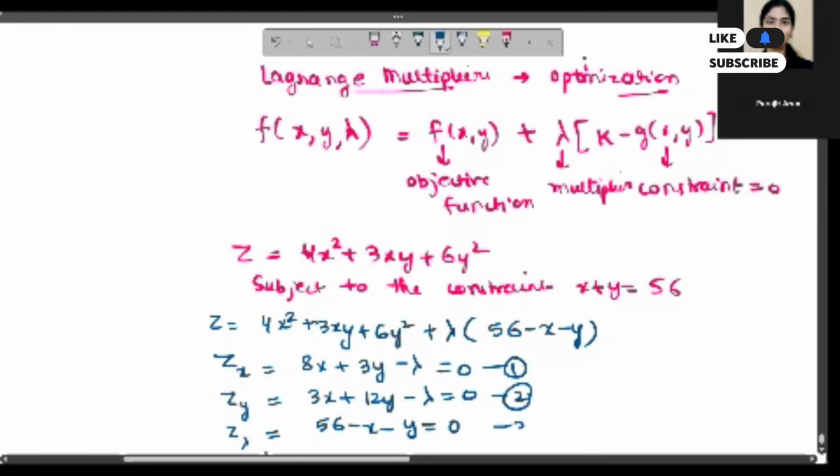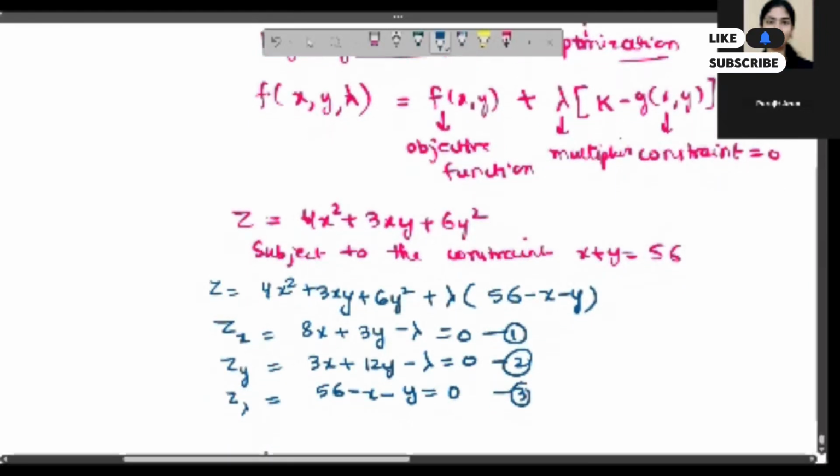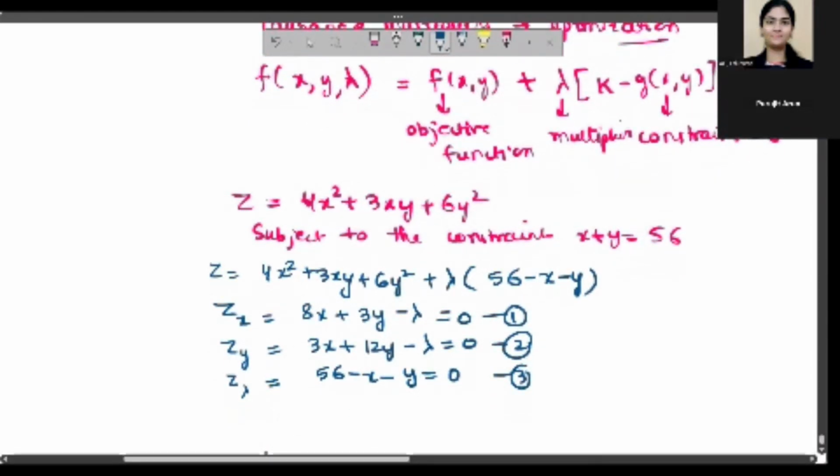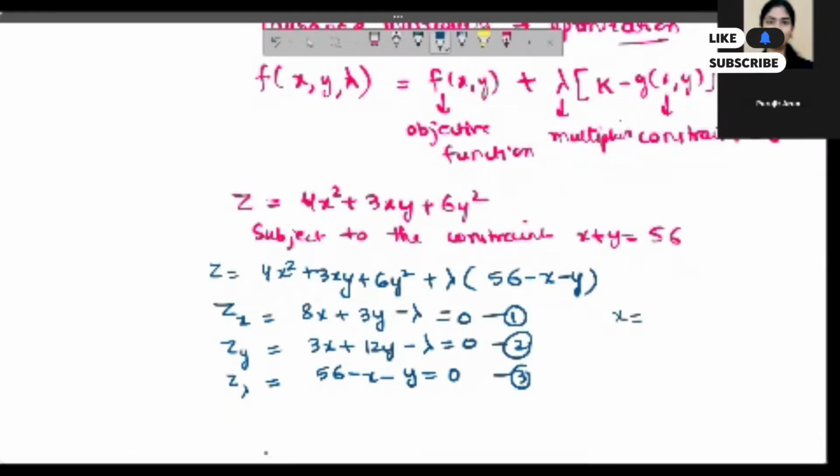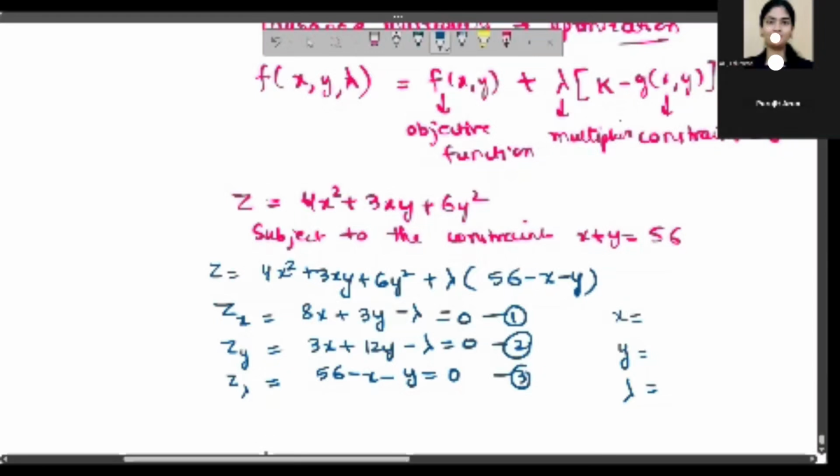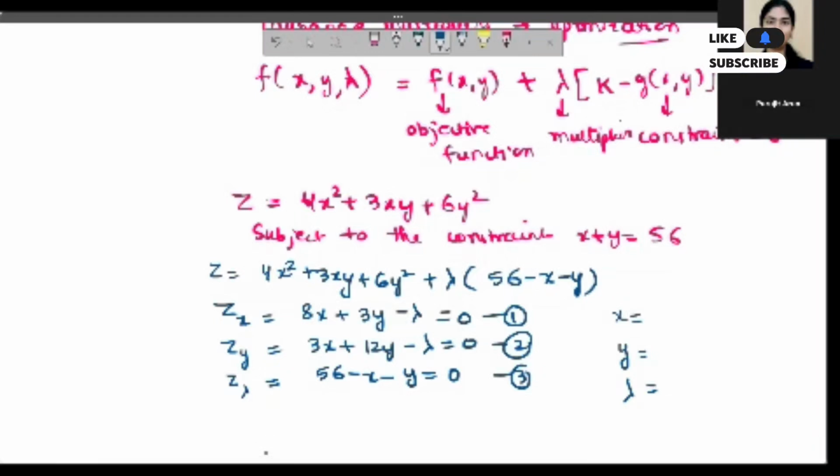Ma'am, I got the values of lambda, x, and y. Now, should I substitute it into the equation? Yes, into the function, and these will be your critical values. So what are these which we got? Oh, I got y as 20, then I got x as 36, and lambda value as 348.